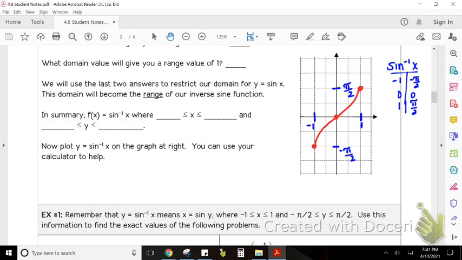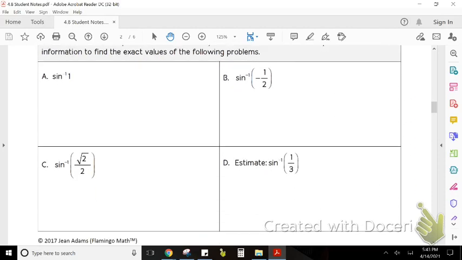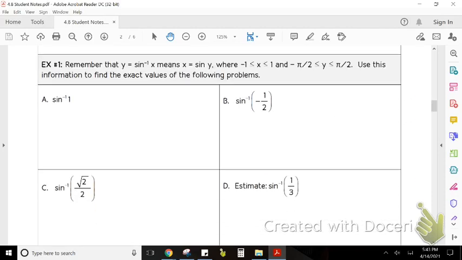Alright, so in summary, if f of x is equal to the inverse sine of x, where x's are between -1 and 1 inclusive, our y's are going to be between -π/2 and +π/2 inclusive. Alright, so let's use that information to help us here. On the example here, remember that y equals the inverse sine of x means that x equals sine of y, because you can switch your x and y's. So our x's for the inverse are going to be between -1 and 1. Our y's are going to be between -π/2 and π/2. And we're going to use the information to find the exact values of the following problems.